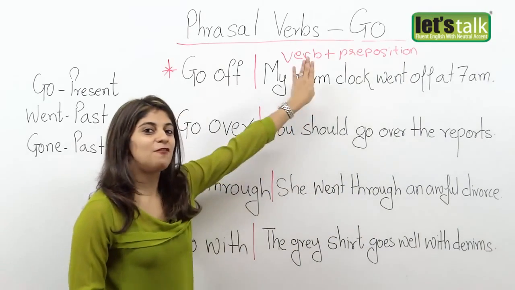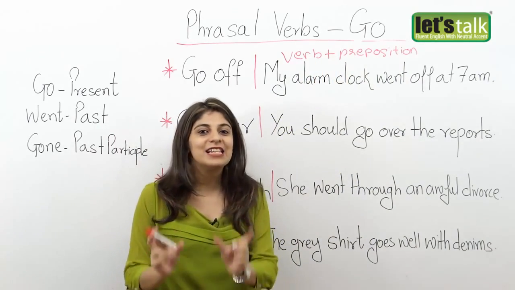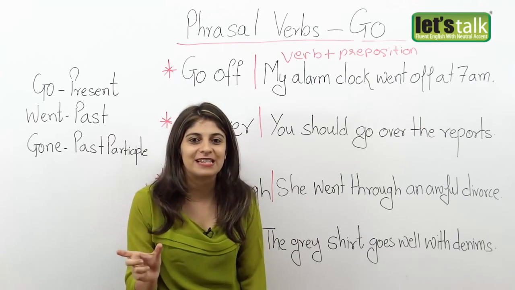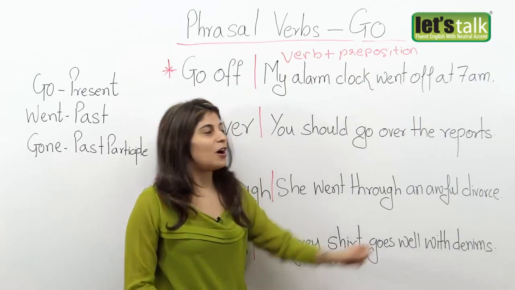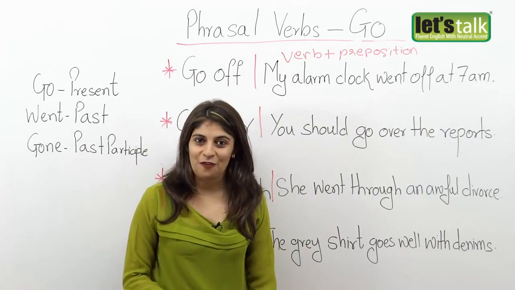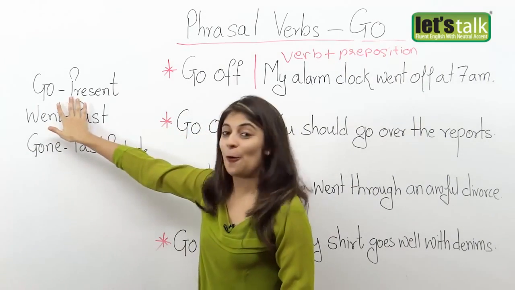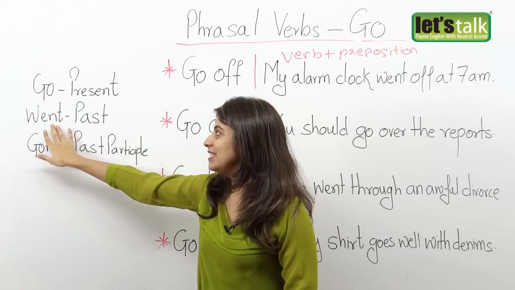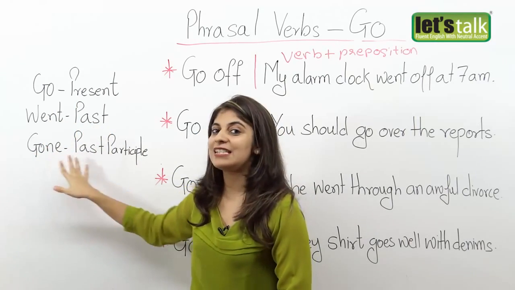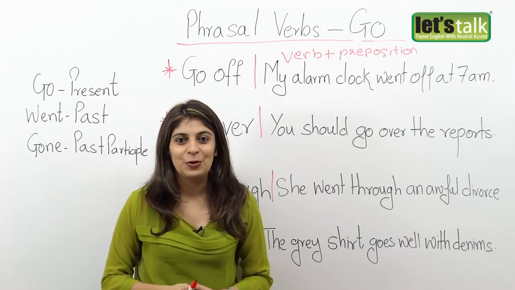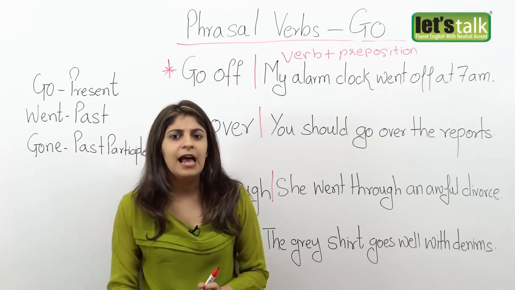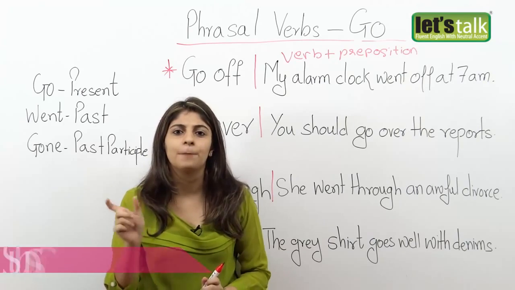Okay, so the verbs are followed by preposition and this combination makes mini phrases and that's why we call it as phrasal verbs. The verb go has three forms, that is go would be the present, went is the past and gone is the past participle. So here I have some phrases for you which mean different as compared to the original verb go.